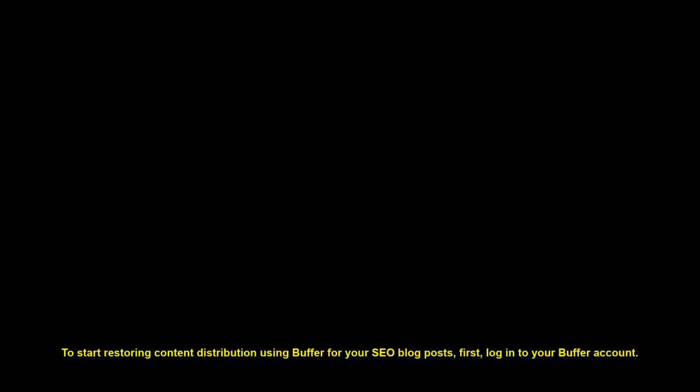To start restoring content distribution using Buffer for your SEO blog posts, first, log in to your Buffer account. If you don't have an account, create one by visiting buffer.com and signing up. Once logged in, navigate to the Publishing tab on the dashboard. Click on Content to start adding your blog posts.